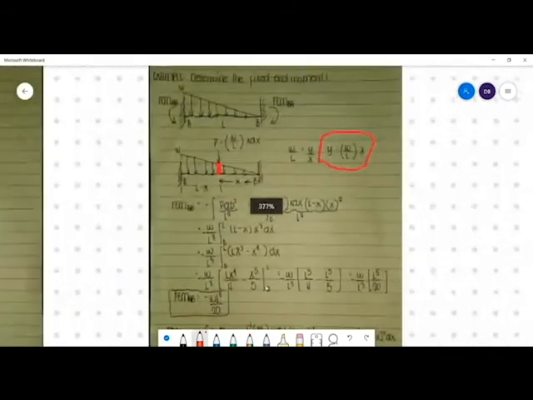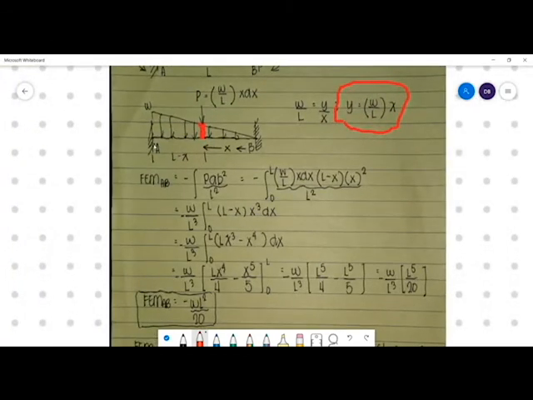So using the formula, A is the distance from the left and B is the distance from the right. Because x is the distance from the right, this is your B, and our A will become L minus x. So FEMAB is equal to the negative integral of PAB squared over L squared, equal to the integral of W over L x dx times L minus x times x squared over L squared. Our limits will be from 0 to L.